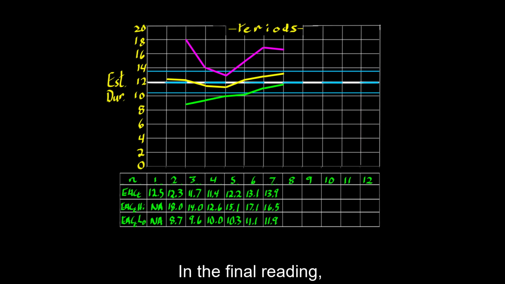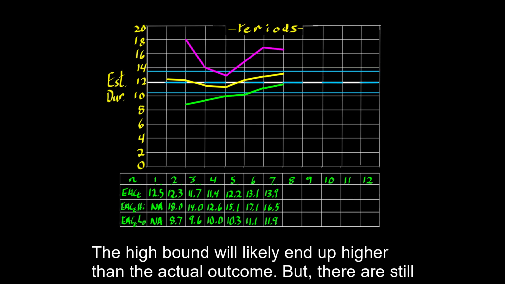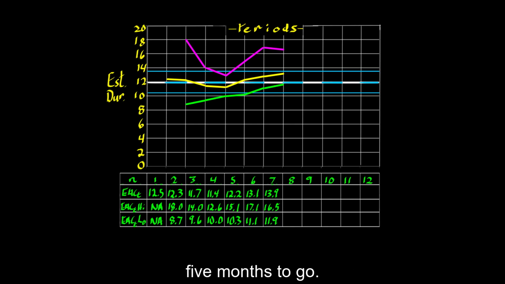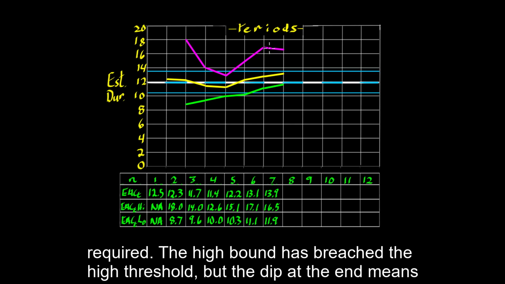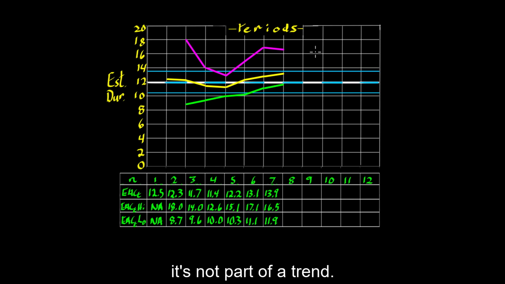In the final reading, an overall upward trend emerges. The high bound will likely end up higher than the actual outcome. But there are still 5 months to go. Is it too early to take action? Thresholds give the answer. The nominal is in a trend, but it doesn't breach the threshold, so no action is required. The high bound has breached the high threshold, but the dip at the end means it's not part of a trend. Its signals are mixed.